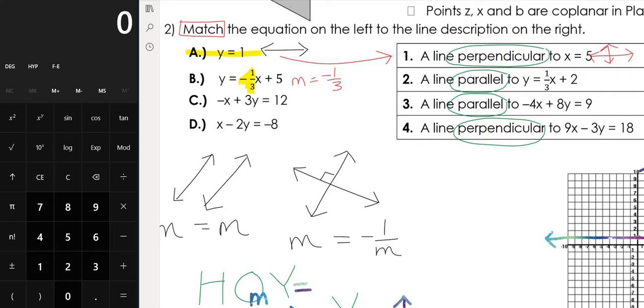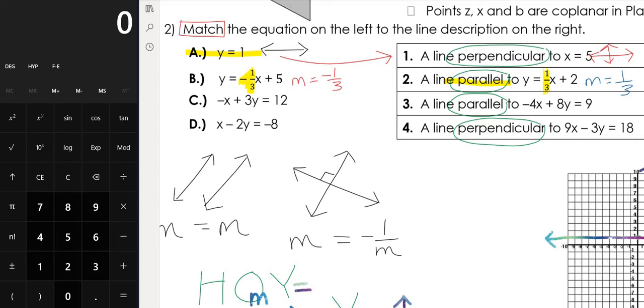So number 2, it says a line parallel to y equals 1/3 x plus 2. Okay, so they're looking for a line parallel to this equation, y equals 1/3 x. Let's take a look at the slope. So we have 1/3 as the slope of this line. If I want something parallel, I'm looking for a slope that has the same exact fraction, 1/3. Can't be negative, has to be exactly 1/3. Well, for choice B, it says negative 1/3. That's not the same as a positive 1/3. So B and 2 do not match up.